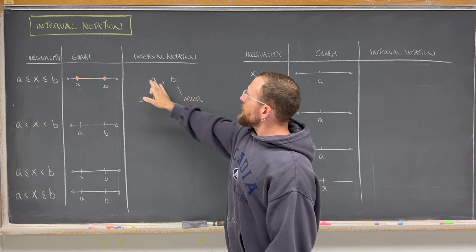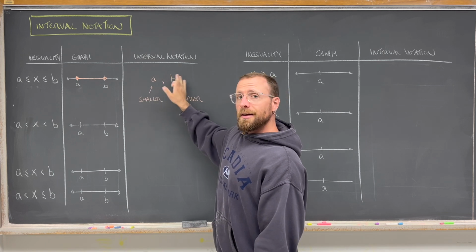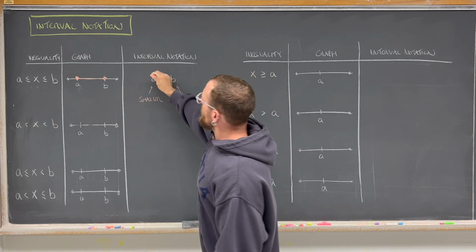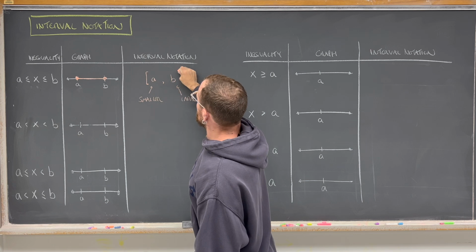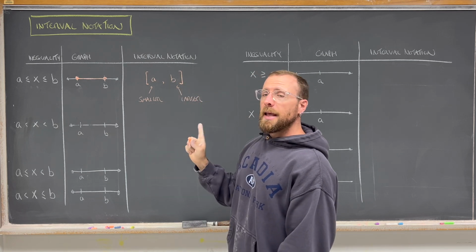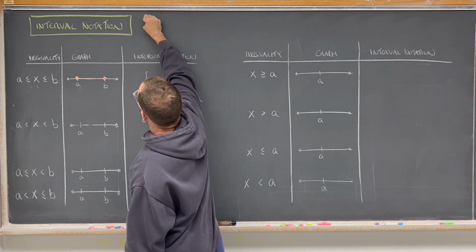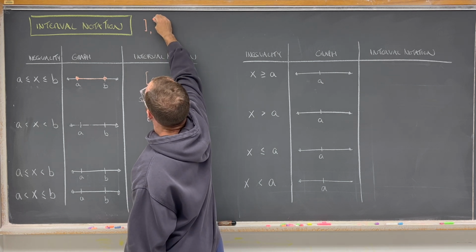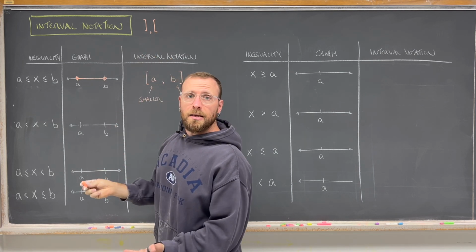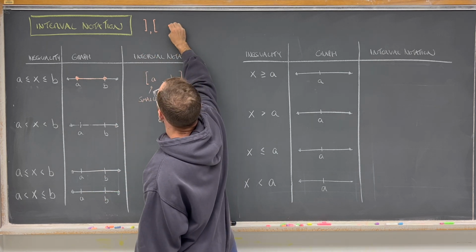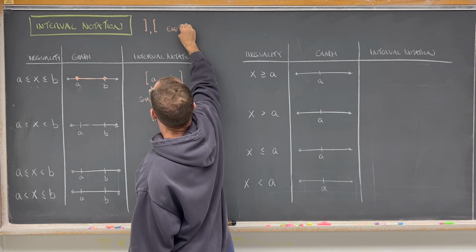Now I'm going to put some symbols on either end. I'm going to put hard brackets. I'm going to put a bracket here and a bracket there. A bracket indicates that the endpoint is included. So whether I put this symbol here or this symbol here, those are both bracket symbols. That's to indicate that the endpoint is included.